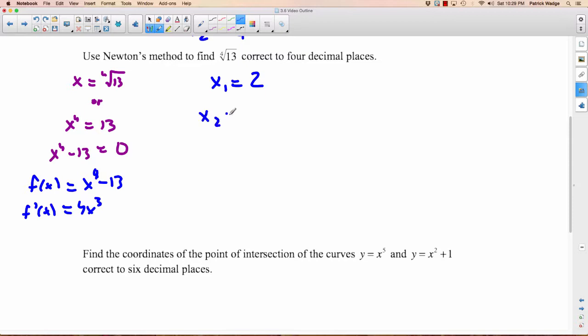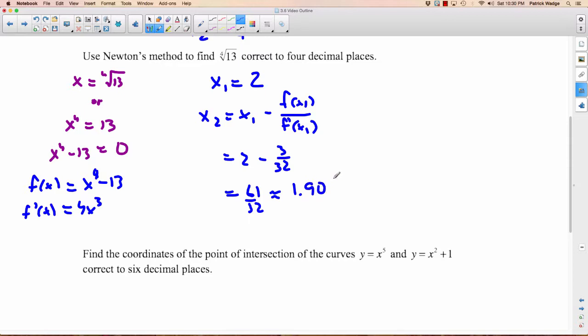Now I have to get my x2. Remember, x2 equals x1 minus f of x1 divided by f prime of x1. So it equals 2 minus, well, I can actually do this without a calculator. If I put 2 into f of x, I get 2 to the fourth, which is 16, minus 13 is 3. And if I put 2 into f prime, I get 2 cubed, which is 8, times 4 is 32. So I have 2 minus 3/32, which is 64/32 minus 3/32 is 61/32, which is approximately equal to 1.906250.